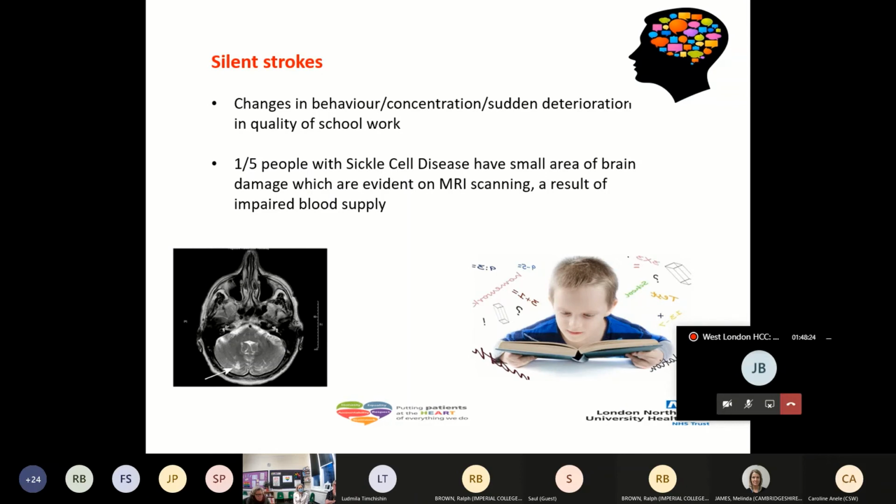And similarly, if they had a sudden deterioration in their work, that could be handwriting, it could be their grades. So you might find that they got their predicted grades and then gradually their grades started declining. That could be an indication that there's some neurological impairment going on. And you can see at the bottom of the slide, on the scan on the left hand side, there's a little white patch that shows a little area of the brain that has been slightly impaired, so it's had reduced blood supply. About one fifth of people with sickle cell disease do have a small area of their brain that has had some damage because of reduced blood supply.